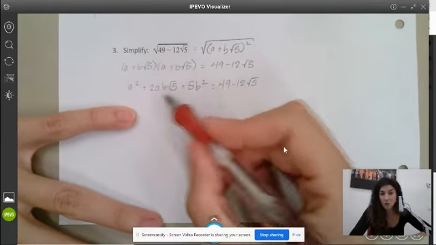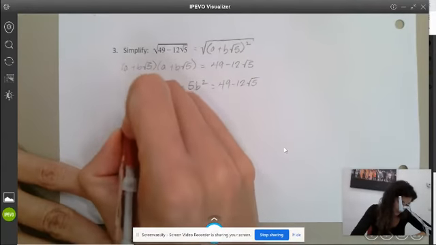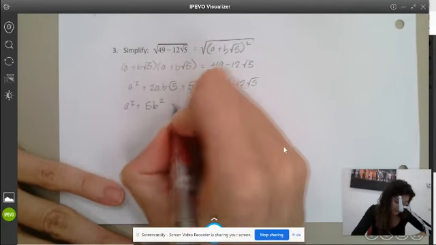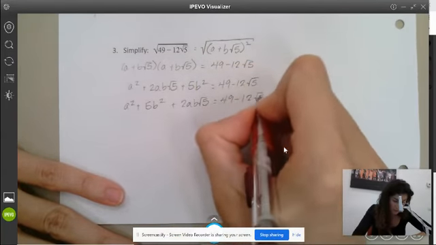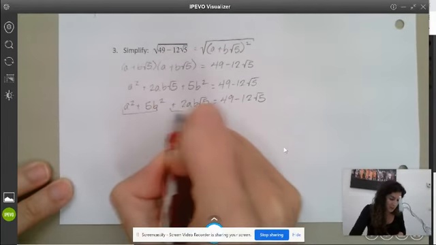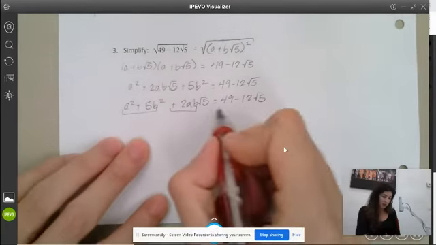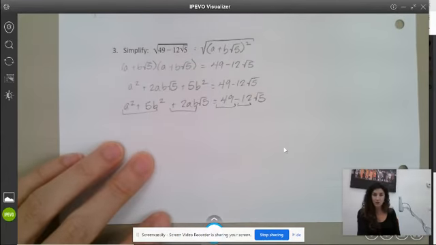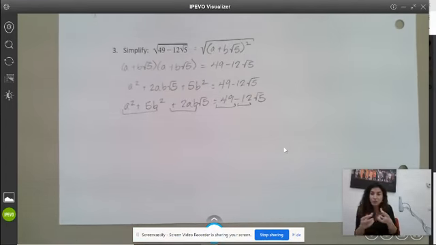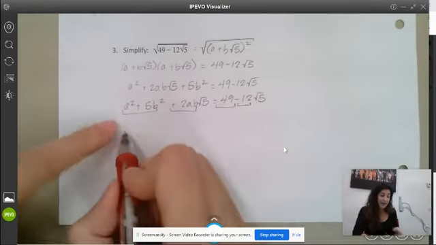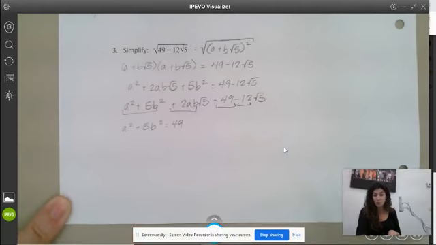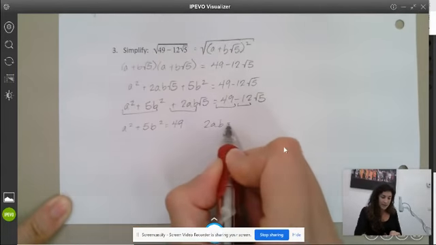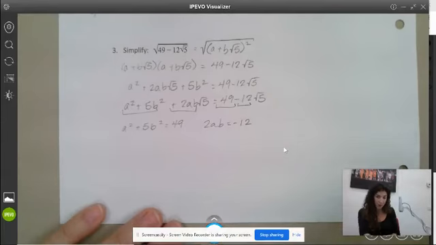I'm going to put my non-square root terms together. So that's going to be a squared plus 5b squared plus 2ab square root of 5 equals 49 minus 12 square root of 5. So again, I'm combining terms that are going to match up with my 49 and my negative 12. So now that I've done that to make it into this grouping of things that I know are going to work well together, that I'm going to be able to match on either side, I now can do that matching and say that I know that a squared plus 5b squared must be equal to 49, and that 2ab must be equal to negative 12.